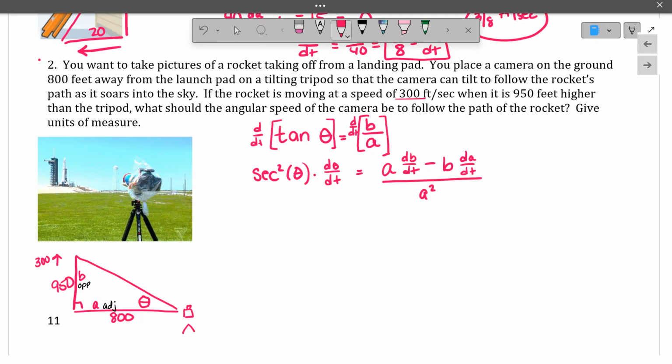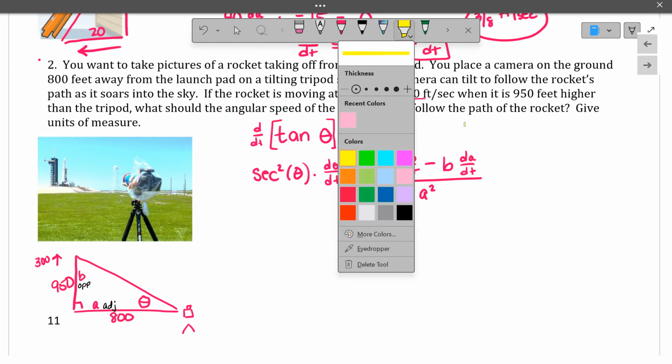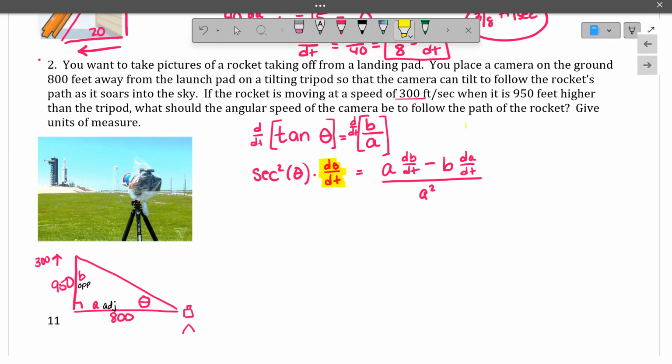All right. So now I've got to figure out what is going on here. Well, what did I want? I want the angular speed of the camera. So this is the variable I am trying to solve for. If I am comfortable allowing d theta dt to stay a variable, that means I have to find values for everything else.